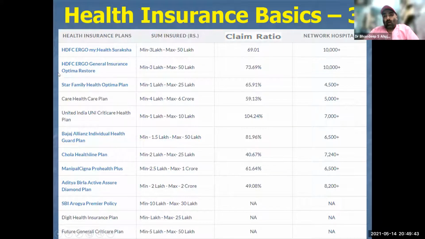This plan was from Apollo Munich, which was taken over by HDFC Ergo, still being offered. Optima Restore, very favorite plan. So the claim ratio, this is the Star Family Health Insurance, 65%. Care Health, which was earlier Religare. So United India, Bajaj Allianz, Chola Health, Manipal Cigna, Aditya Birla.